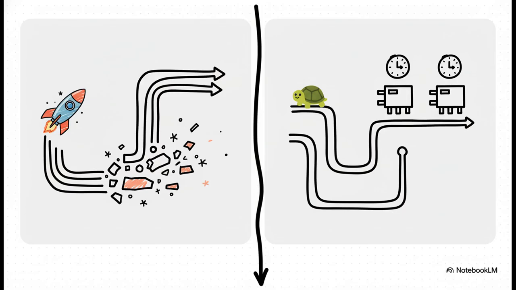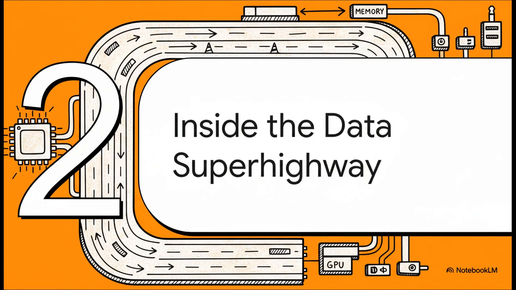So, engineers are stuck with this tough choice. Do you run everything at top speed and risk signals getting corrupted? Or do you slow the whole system down to a crawl so the signals are stable? Neither of those is a good option. And this is exactly where the bus system comes in as a really elegant solution. So let's get into it.